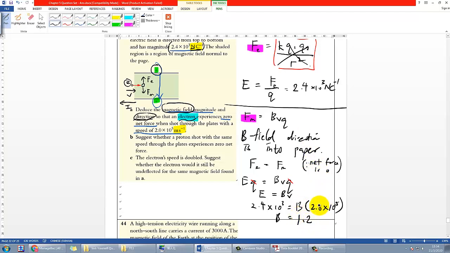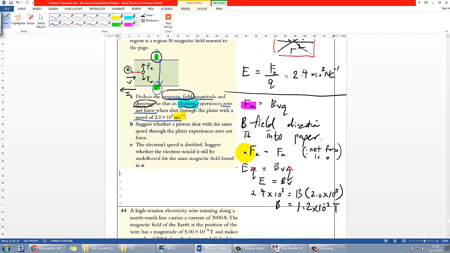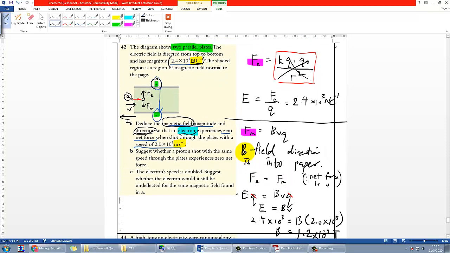1.2 times 10 to the negative 2. The unit is T, Tesla. Okay, so this is how you can do part A, which is quite long. Okay, so let's take a look at part B.